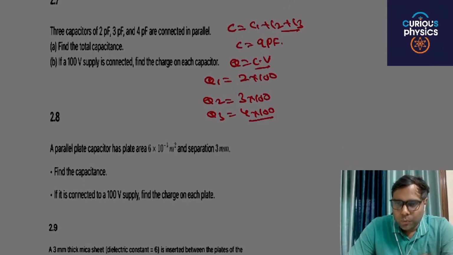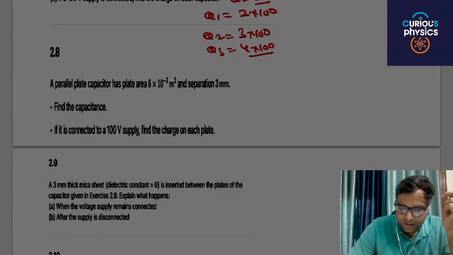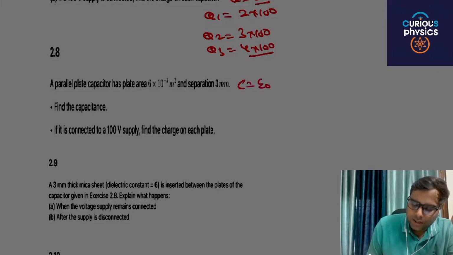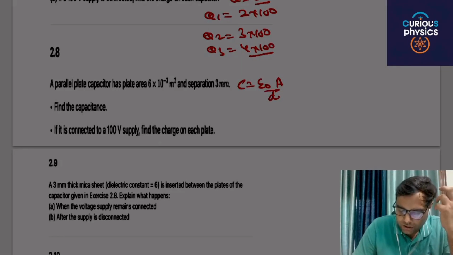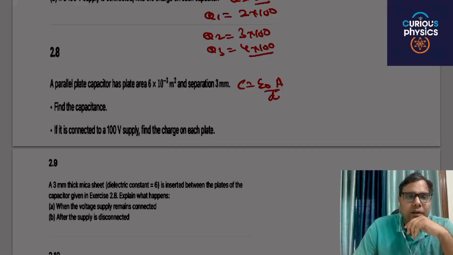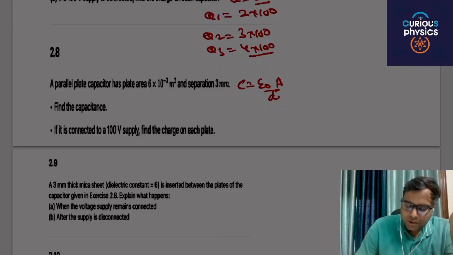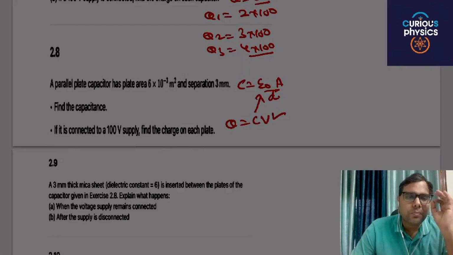In case of 2.8, a parallel plate capacitor has a given plate area and separation. Find the capacitance. Then capacitance is equal to epsilon naught A by d, and A is given and separation is also given. Epsilon naught is 8.85 × 10^-12. You will get your answer. Next is, if it is connected to a 100 volt supply, find the charge. The charge Q is equal to C into V. So C is this, V is given. You will get your answer. The simple questions.